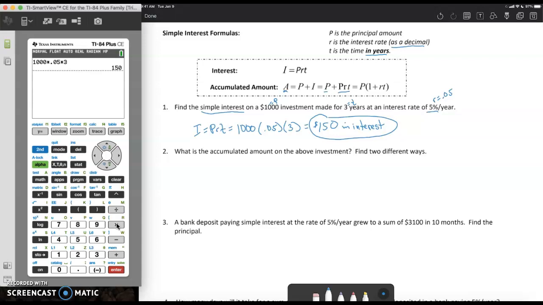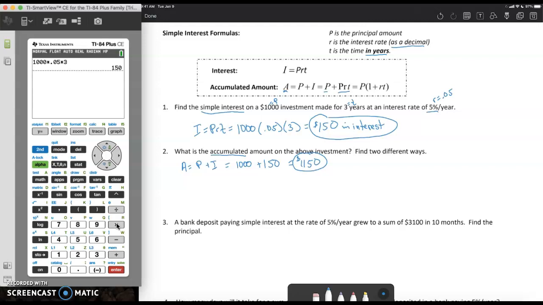What is the accumulated amount on the above investment? Find in two different ways. Okay, so since we've already found the interest, we could use this first version, which says A is the principal plus the interest. We know the principal is 1,000, and we now know that the interest is 150, so we could just add that together. So that's one way to find an accumulated amount, would be to find the interest and then just add it on to the principal.